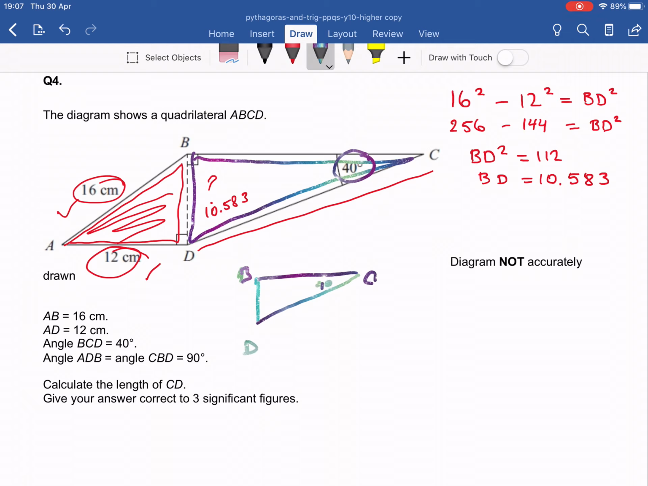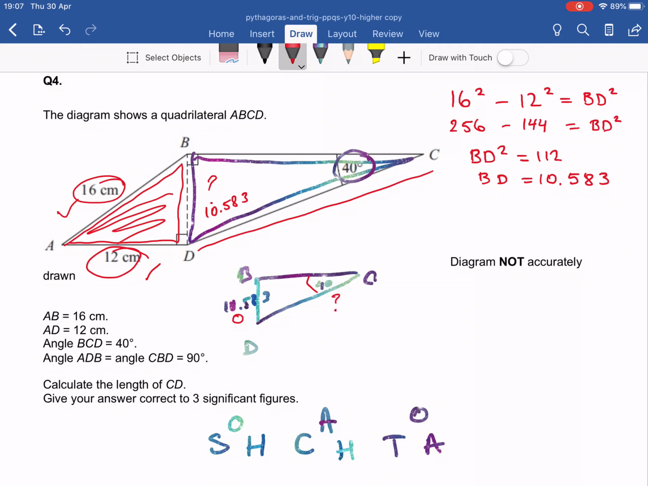All right, so I've got this right-angled triangle here, which is BCD, and I know this angle is 40, and I know this side is 10.583. Now I need to think about SOHCAHTOA. The way I do it, I label my triangle, as always. This is my target angle, the 40, the one that I know. This means that I've got the opposite, and I'm looking to work out my CD.